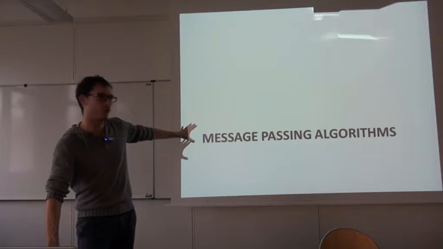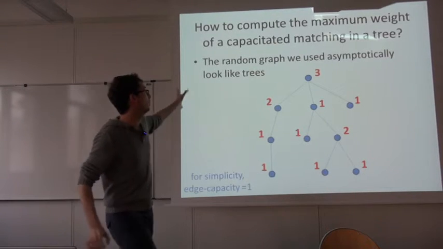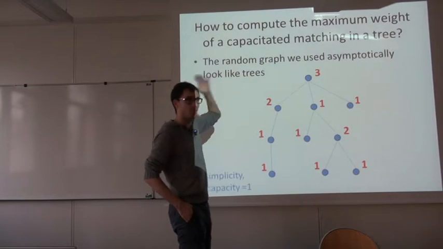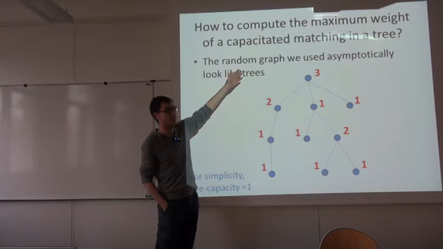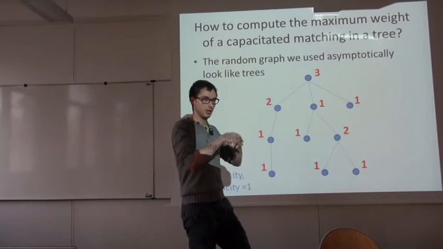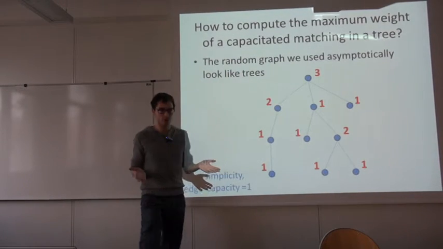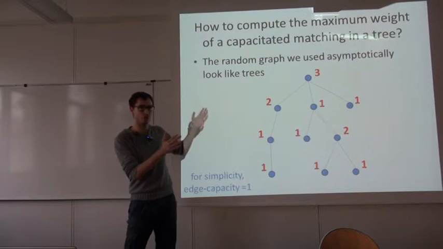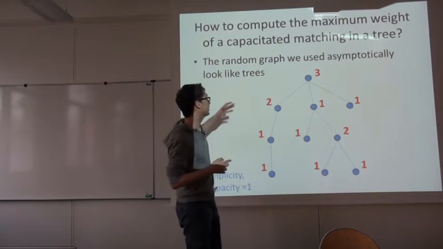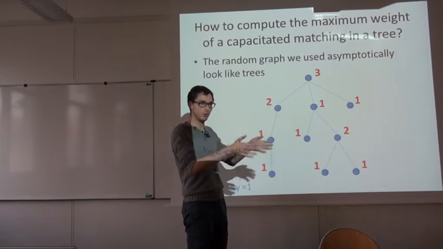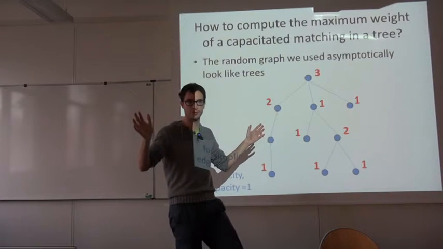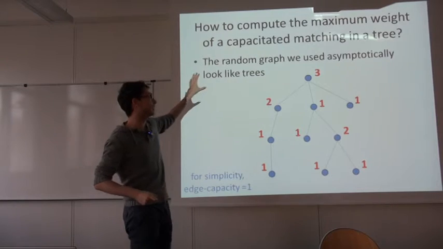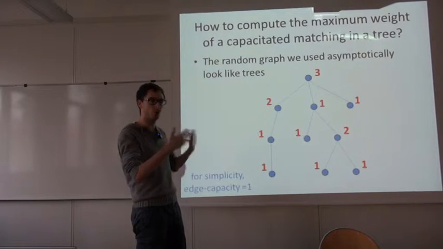So I just try to tell a little bit about the techniques that we use. The principle is that we want to compute the size of a maximum capacitated matching in a graph. And we are working on random graphs with certain distributions that are known to converge in some sense as the size of the graph grows. And what happens is that as the graph grows, it looks more and more like a tree.